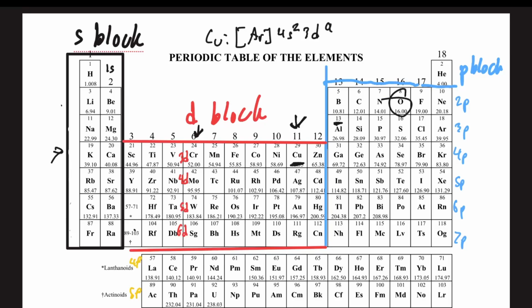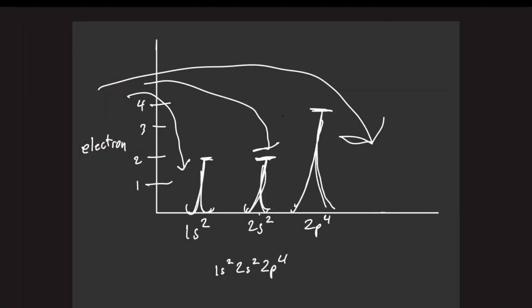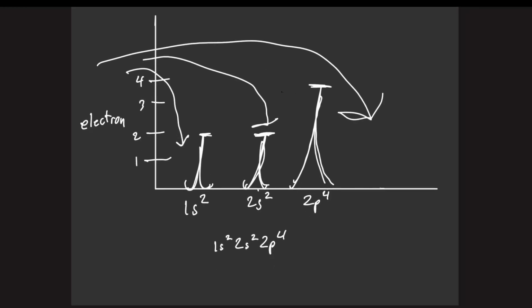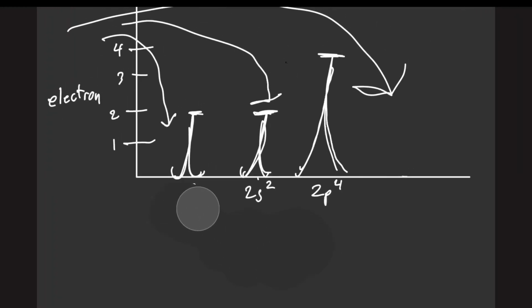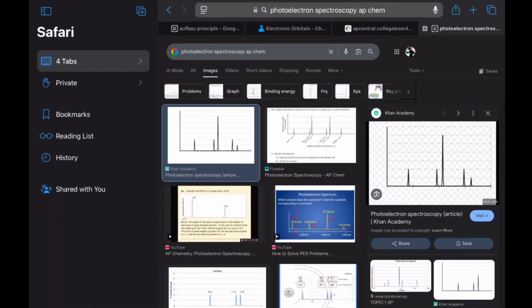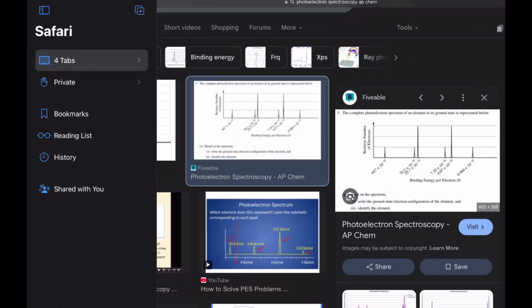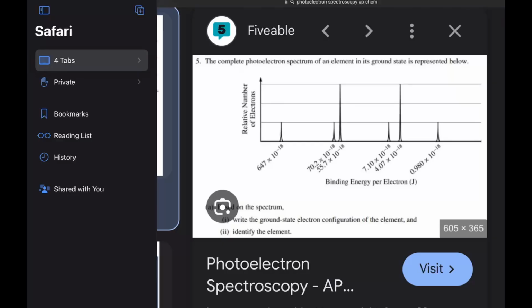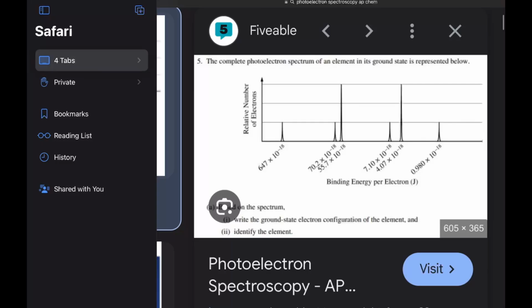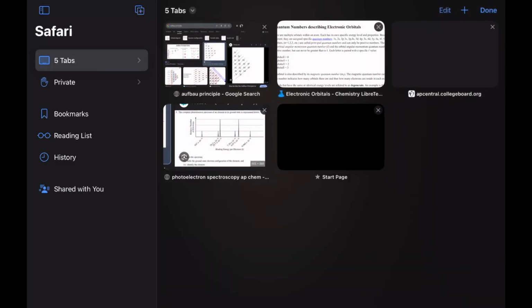It would be O, because O has 4 electrons in its p block, and it has the 2 and the 4. And this is basically the questions you'll get from it, and it will tell you which ones have more energy. Let me pull up an actual graph. It'll kind of look like this, right? Let's actually do this question. This would be a good idea.